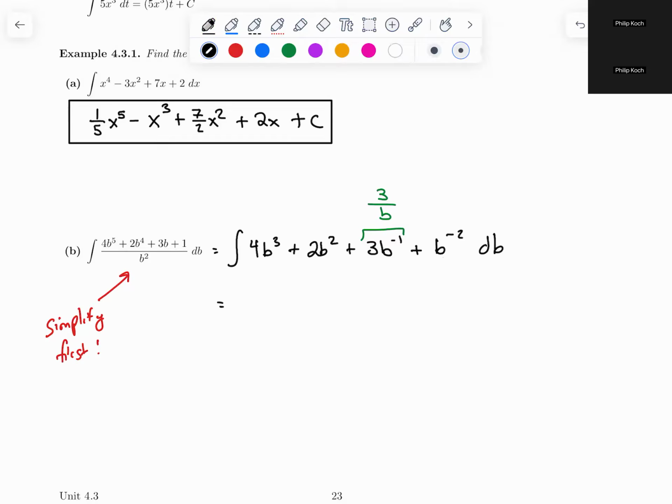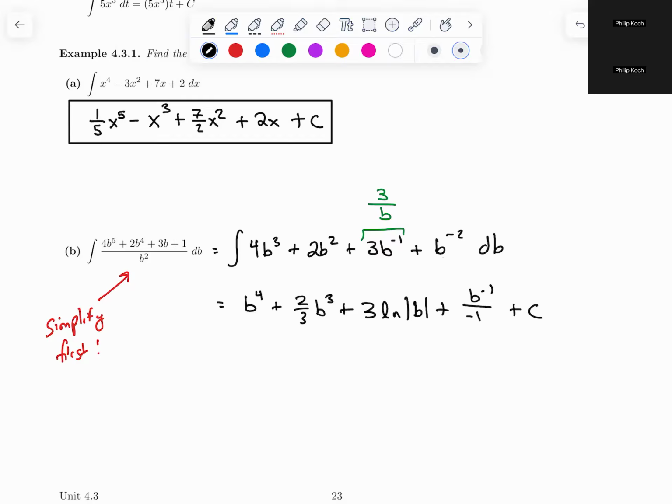So 4b cubed, the antiderivative of that would just be b to the 4th, plus 2/3 b cubed, plus 3 natural log of the absolute value of b, plus b to the negative 1 over negative 1, plus a constant c. Now I'm going to rewrite the last term more prettily, the b to the negative 1 over negative 1. But on an exam, in a time crunch, leave it as is, right?